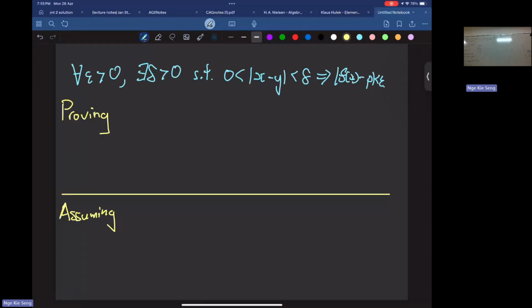Okay. So if you want to prove a statement with a quantifier, in particular there are two quantifiers here: for all and there exists. How do you prove a statement that has a universal quantifier at the front, for all x? For example, prove that every tomato is red. How to prove?